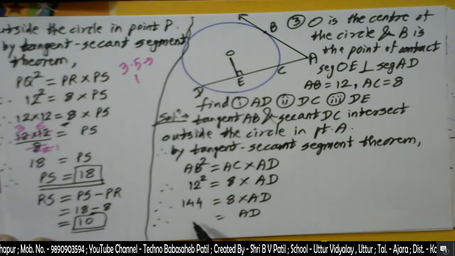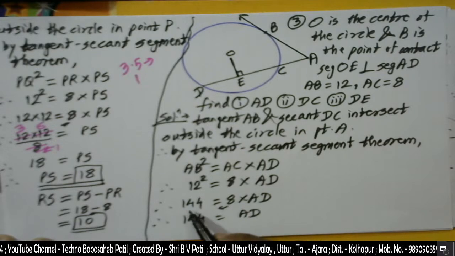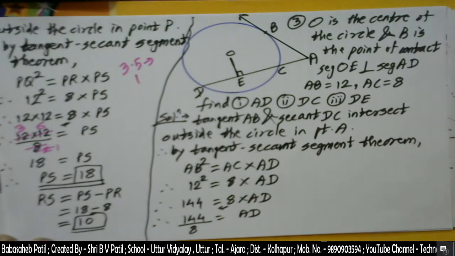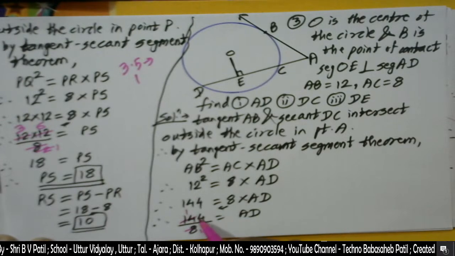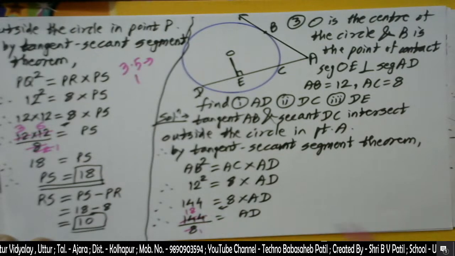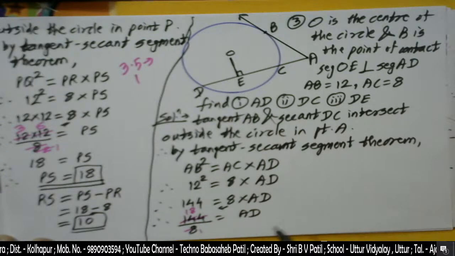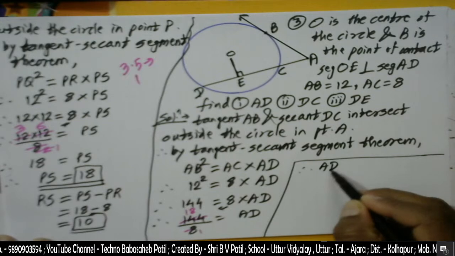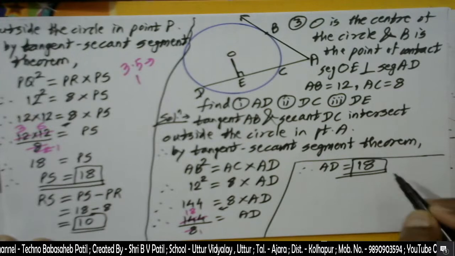Therefore, AD is equal to what? Taking 8 to the other side, 8 multiplied becomes divide. 8 ones are 8, subtraction leaves 6, 64, 8 eights are 64, 18, 8 eights are 144. Therefore, AD is equal to 18, that is the first answer.